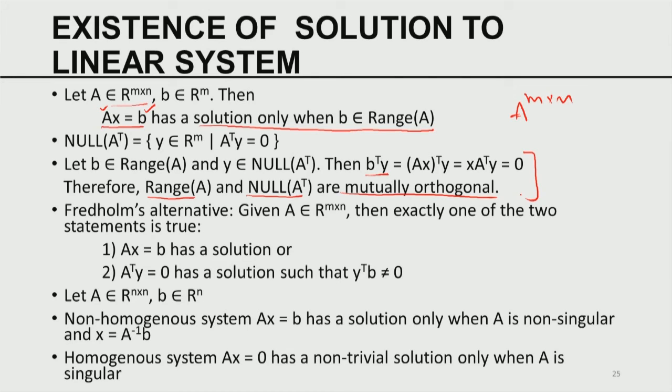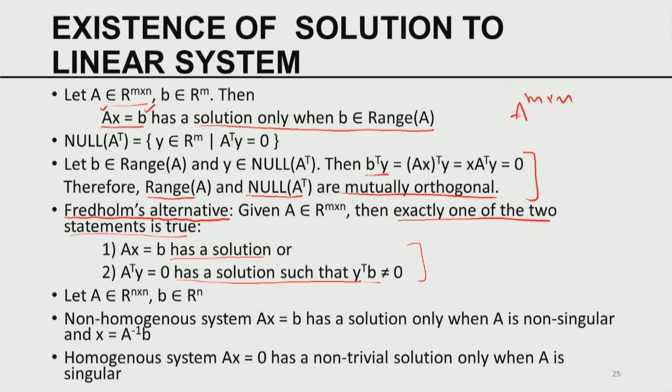Now coming back to the existence question, there is a famous result called Fredholm's alternative. Fredholm's alternative essentially says the following. Given a matrix A which is m by n, exactly one of the two statements is true. Either Ax is equal to B has a solution, or A transpose Y equal to 0 has a solution such that B transpose Y is not equal to 0. So these are the only two possibilities that can happen for a general case of rectangular matrices.